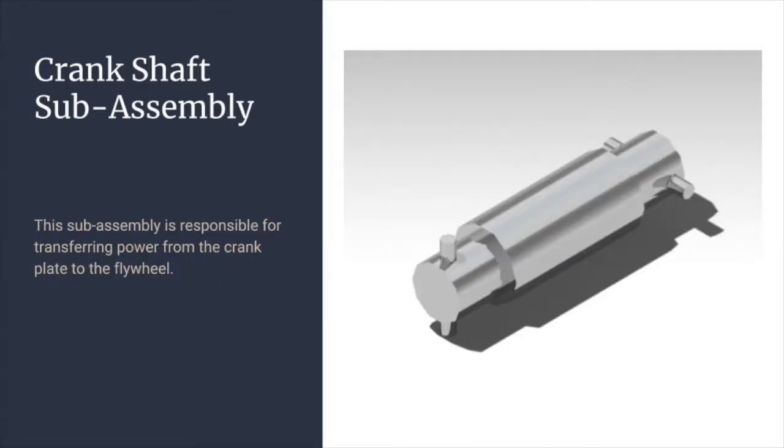The next assembly that was created was the crankshaft subassembly. As seen here on the screen, this subassembly is responsible for transferring power from the crank plate to the flywheel. As you can see in the image, all of the parts that make up this assembly are also aluminum, as they were with the crank plate subassembly.